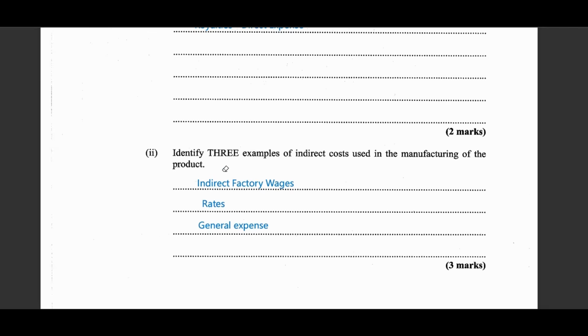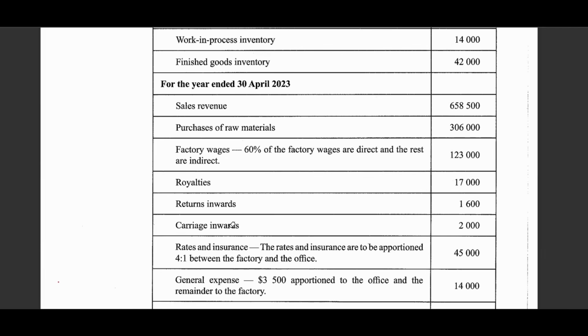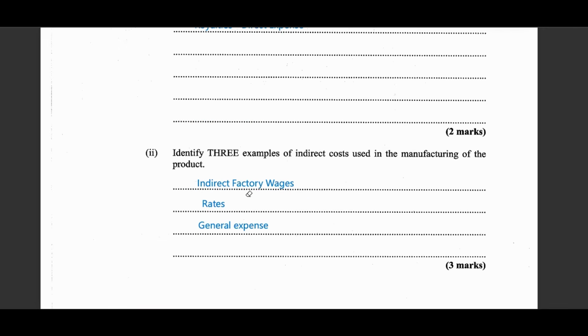Secondly, identify 3 examples of indirect costs used in the manufacture of your product. Indirect costs include overheads, general expenses, rates and insurance, right? And even part of the factory wages would have been considered indirect. So there we go. Nice. Good job. Moving on to the next part now.